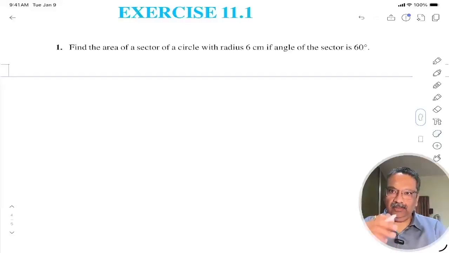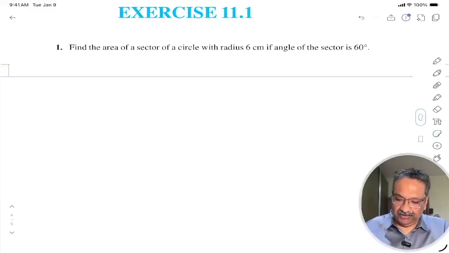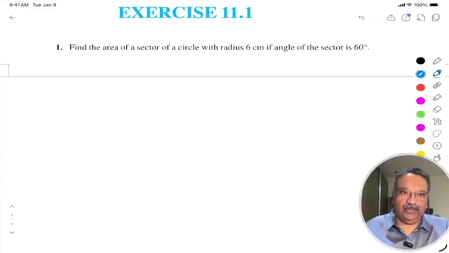Exercise 11.1, areas related to circle. First question: find the area of the sector of a circle with radius 6 centimeters if the angle of the sector is 60 degrees. Very straightforward question. Let us solve it right away.